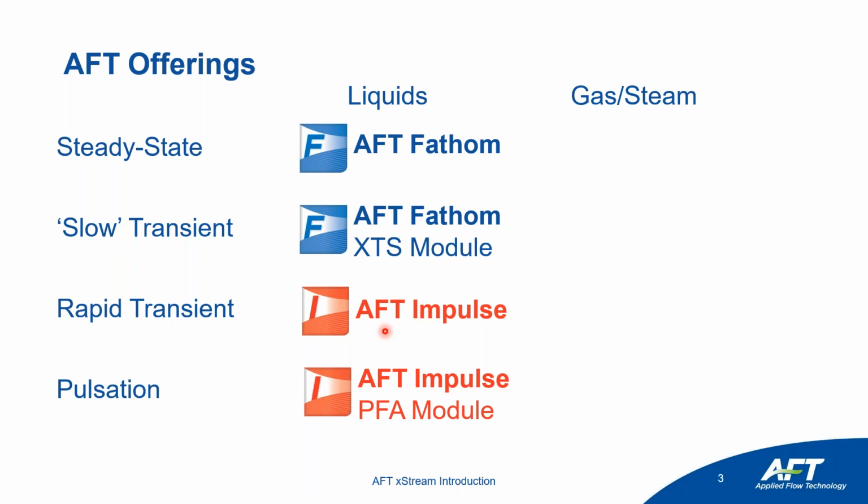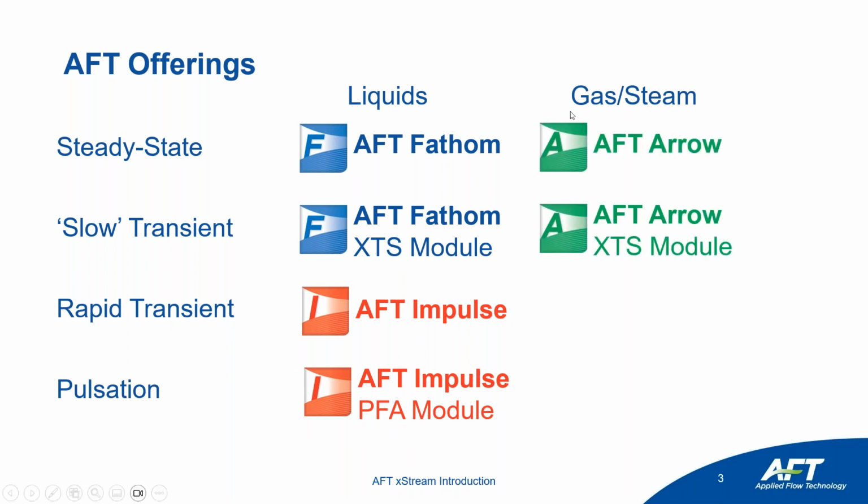And the way it does that is through pipe sectioning. And so we'll talk about AFT Impulse in a bit more detail and how we can take this liquid specific product based on the method of characteristics, something very established in the Waterhammer analysis world, and we'll apply it to AFT xStream, transitioning it to that compressible flow. And then similarly for liquid flow, we also have that pulsation frequency analysis module.